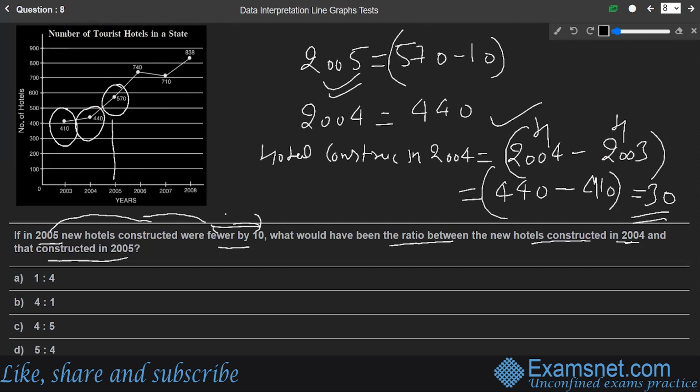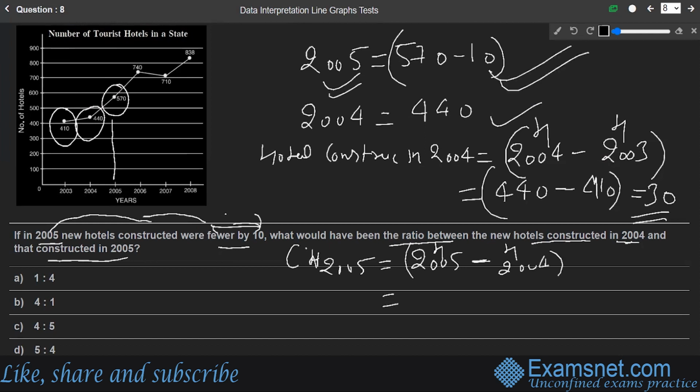Now similarly we have to find out the number of hotels constructed in 2005. The number of hotels constructed in 2005 will be the number of hotels in 2005 minus the number of hotels in 2004. The number of hotels in 2005 we have to take from this very data, which is fewer by 10. So that will be 570 minus 10 is 560, minus 440, because the number of hotels in 2004 is 440. That has to be 120 obviously.